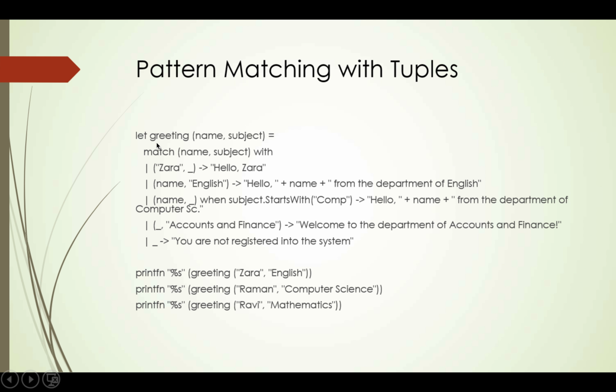So now we have this let greeting, name and subject. So when you call greeting with your tuple, it's going to put Zara into name, and subject is going to be English. So now we're going to match name and subject with. If it's 0, we don't care what the second one is. We're just going to print 0. And that's what our first one's doing here. Now our second one is Raymond, Computer Science. So it goes through this first one here, this first name isn't computer science, so it's not going to keep going through. Second one here, it's not going to keep going.